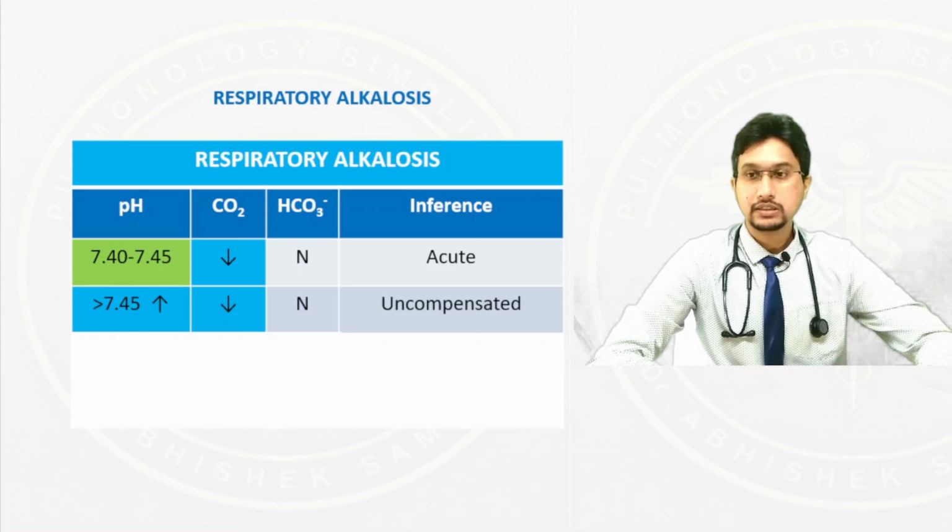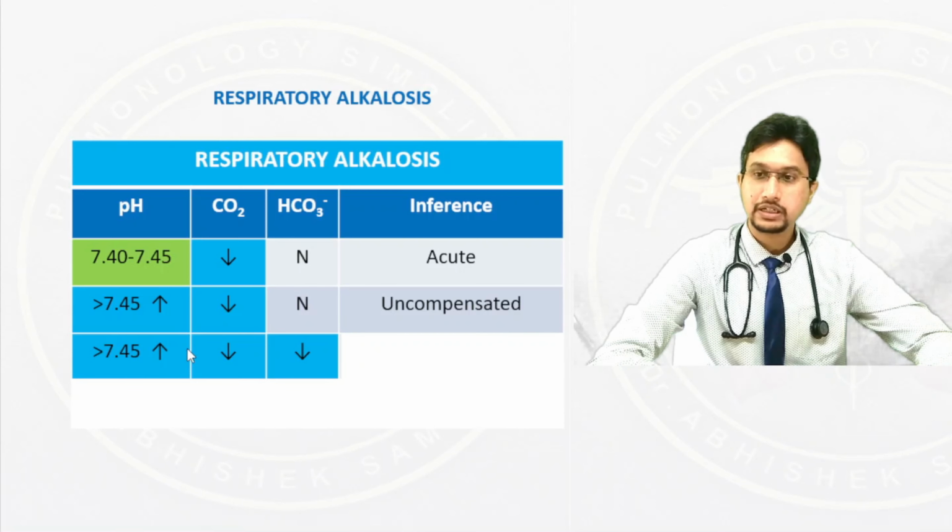Now let's have a look at the other scenario. In this particular scenario, the carbon dioxide levels are reduced and the pH is out of the normal range. It is more than 7.45. But what we see is the bicarbonate also is reduced. So the bicarbonate has taken part in compensation, despite which the pH has not come within the normal range. So this is a partial compensation of respiratory alkalosis.